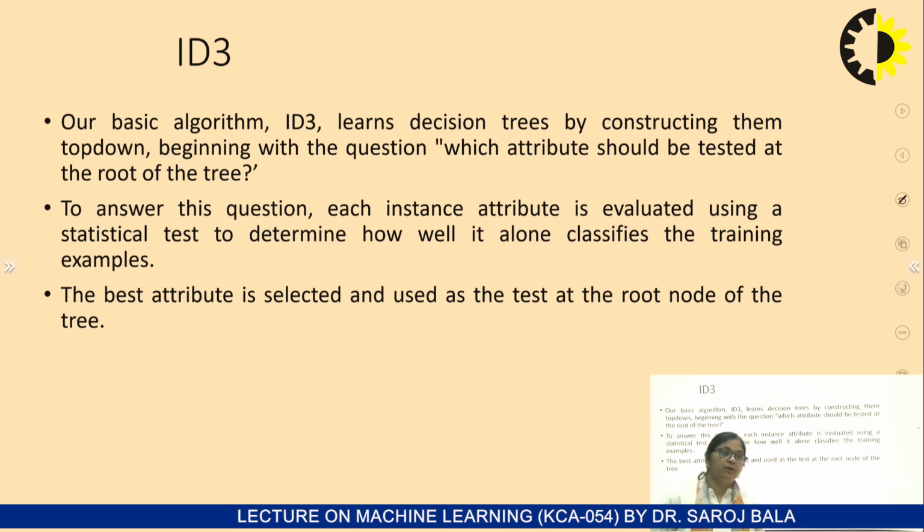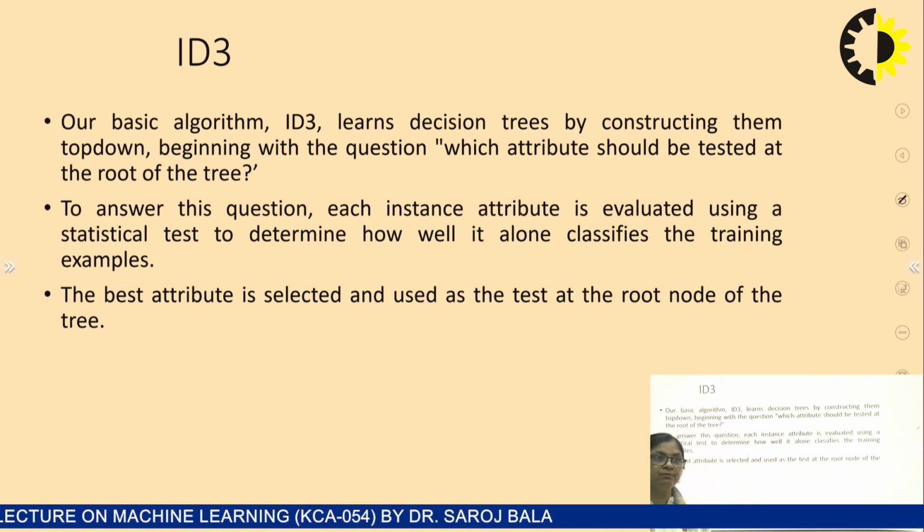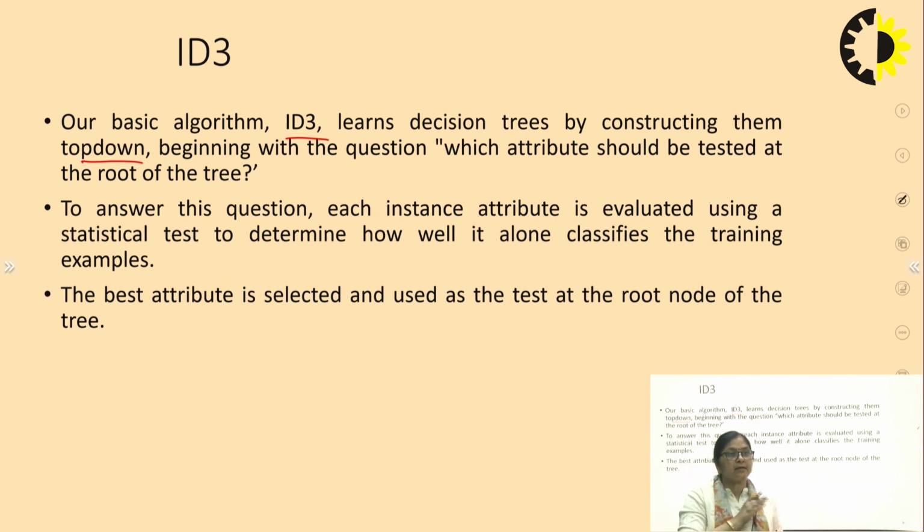So what is our topic? That is inductive learning of the decision tree. Our algorithm is ID3 that we are going to discuss. Our basic algorithm ID3 learns decision trees by constructing them top down. Firstly the root will be decided, then what will be the next level, meaning the child node of the root node, and then their child nodes, and so on. So we will do the top down construction.